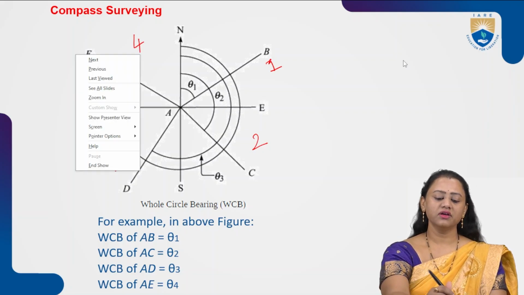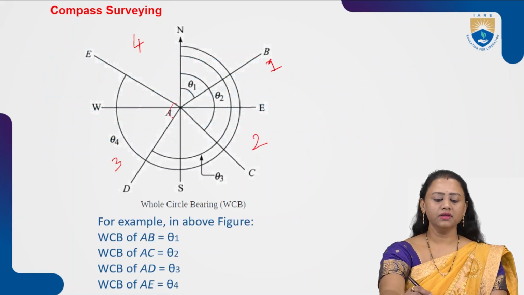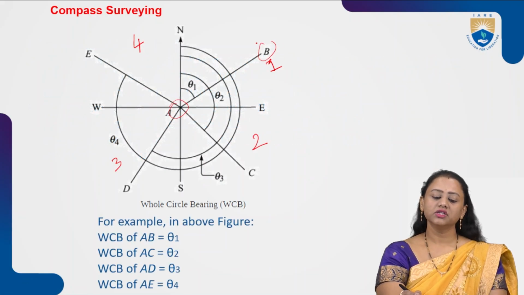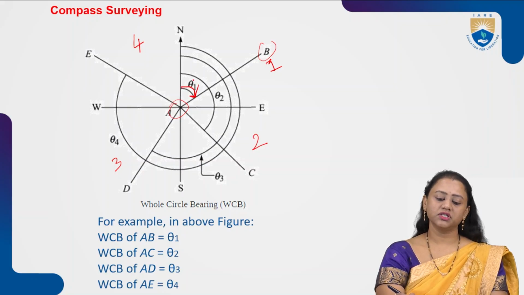So whenever there is a line AB in the first quadrant, the whole circle bearing of the line AB is going to be theta 1. It's always measured clockwise from the north.